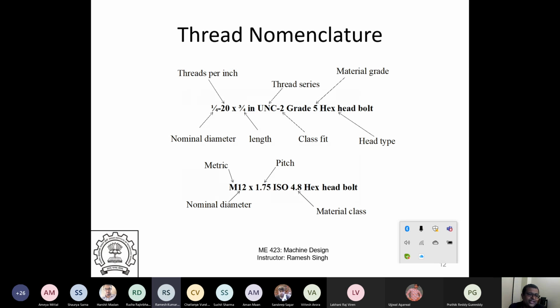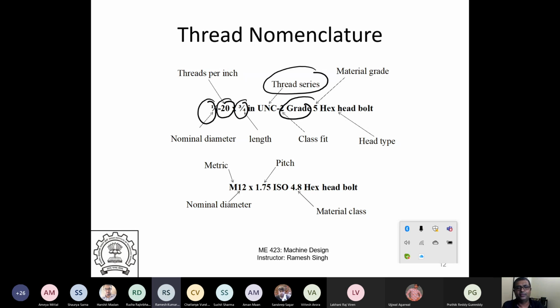This is how you specify a thread. If you want to go buy a thread, you have to look for the standard. This is 1/4 inch. This is 20 TPI, threads per inch, so 20 threads in 1 inch. This is 3/4 length. This is UNC, the normal one. If you want UNF, the fine one, or UNEF, extra fine. This is grade 5. Grade 5 is nothing but material grade. And you want a hex head.